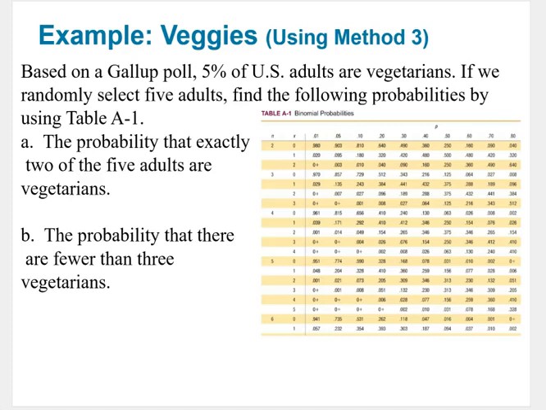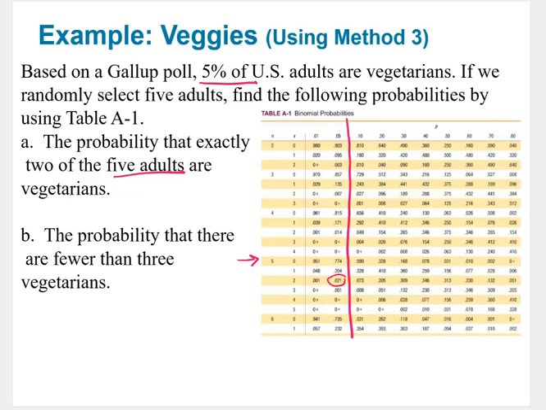Okay, the first thing you have to do is use your probability here. Our probability was 5%, so we have to use this column right here, that's 5%. It says we want to find the probability that there are exactly 2. But first we have to know our n, and our n is 5 adults. So we're going to go down to 5 adults, which is right here. And we want to know the probability that exactly 2. Okay, so here are 2. So exactly 2 out of the 5 would be this little number right here.